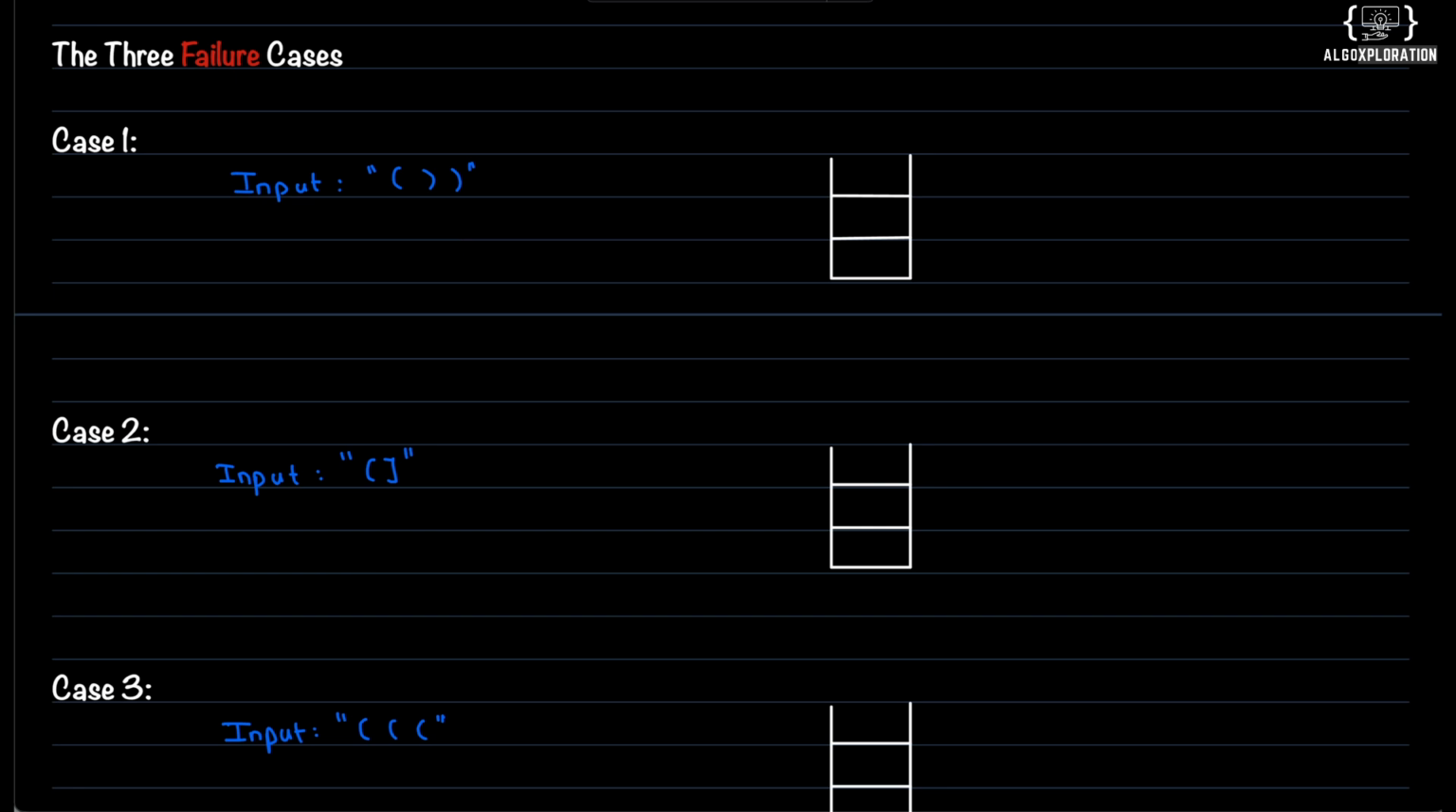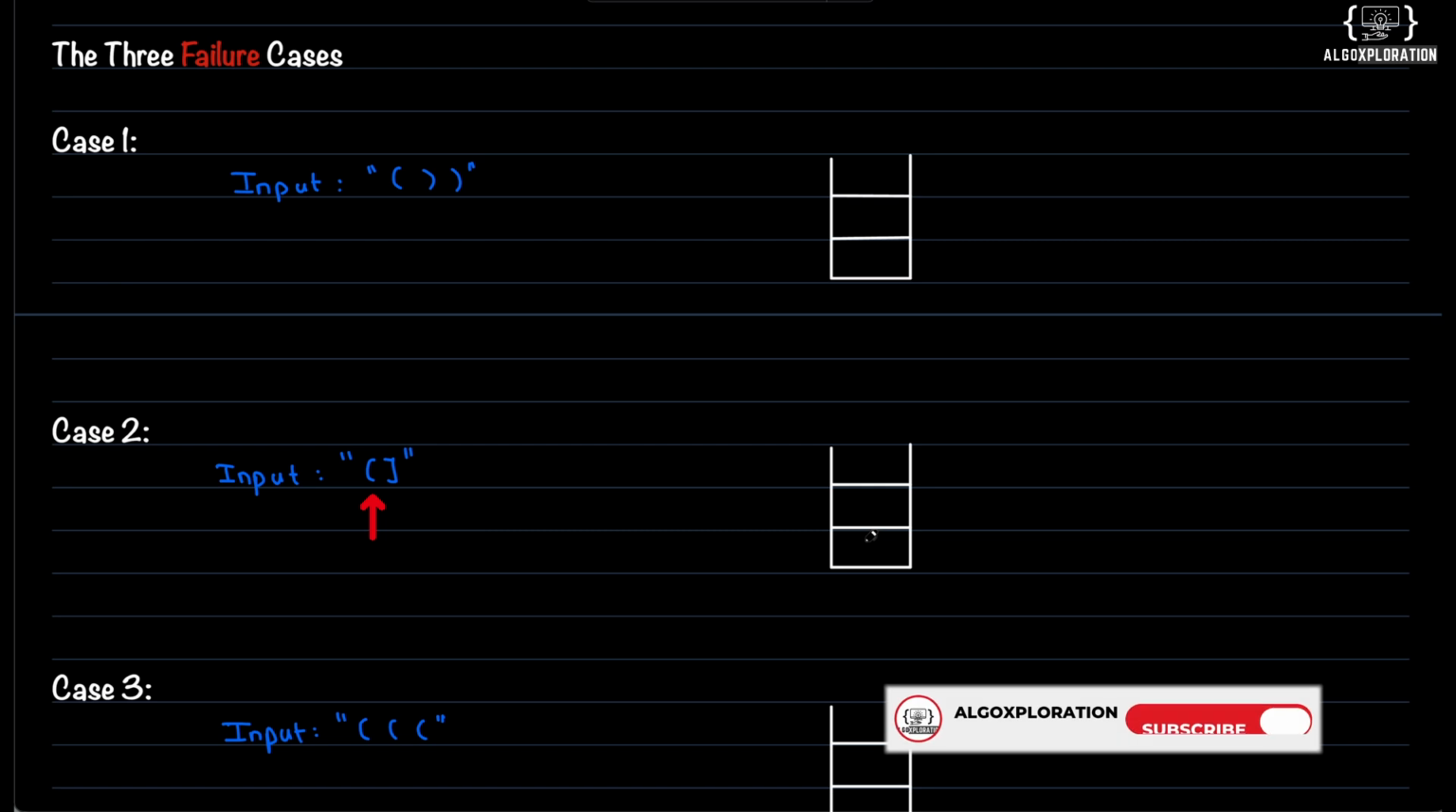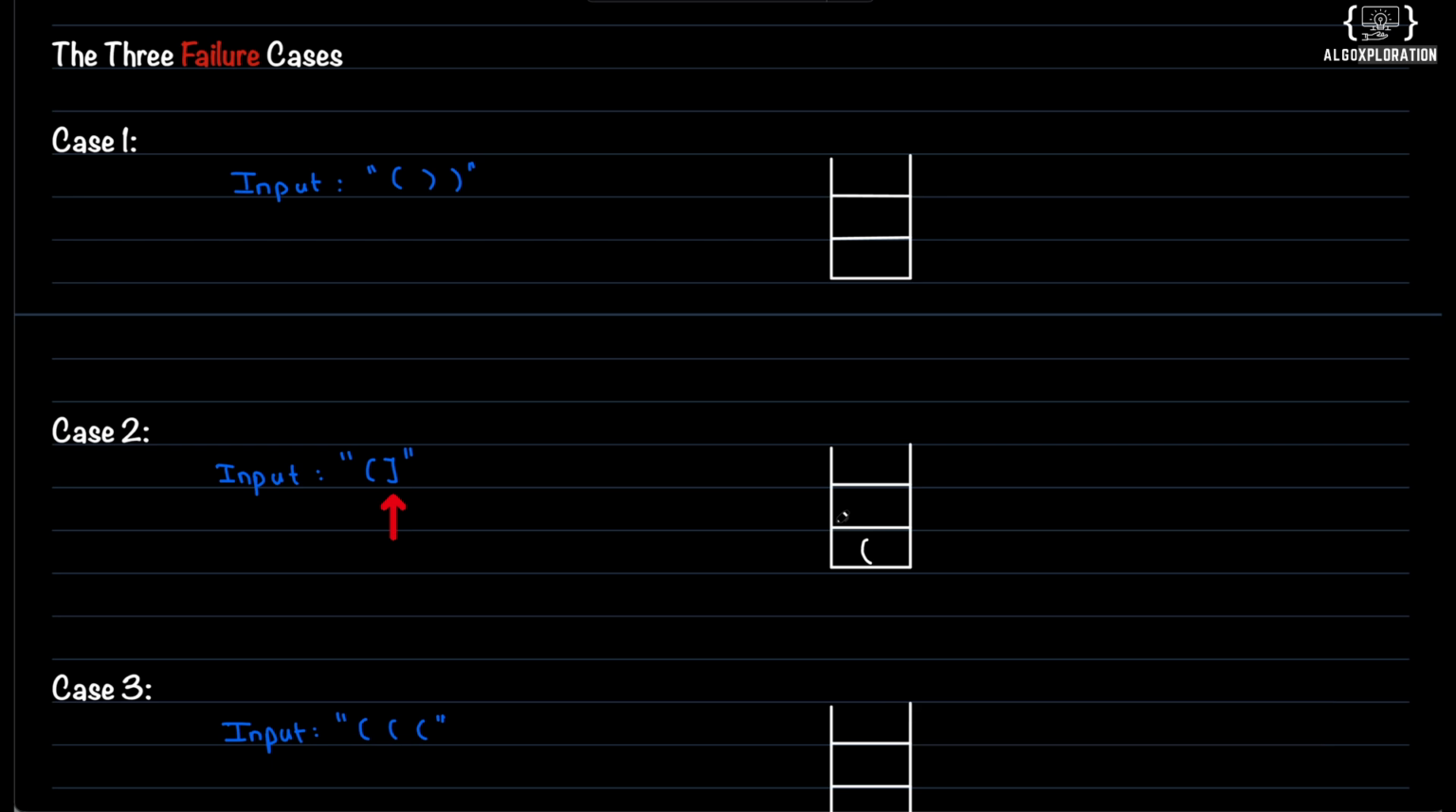Now the second case would be wrong type match. So let's have an example for this. Now for this bracket, basically I will be pushing it into the stack. Now when I move further, there is a closing square bracket, but I don't have any opening square bracket, so it is a wrong type match, so this is also invalid.